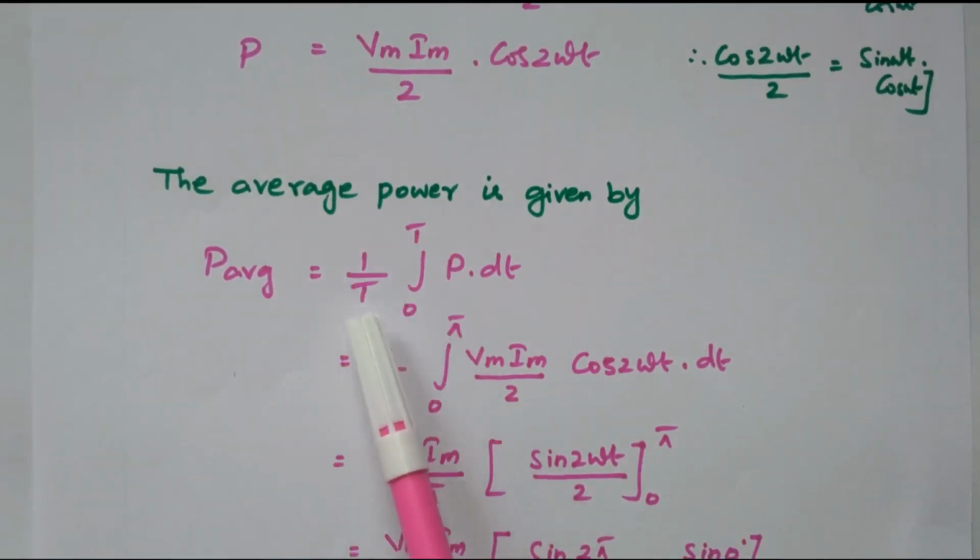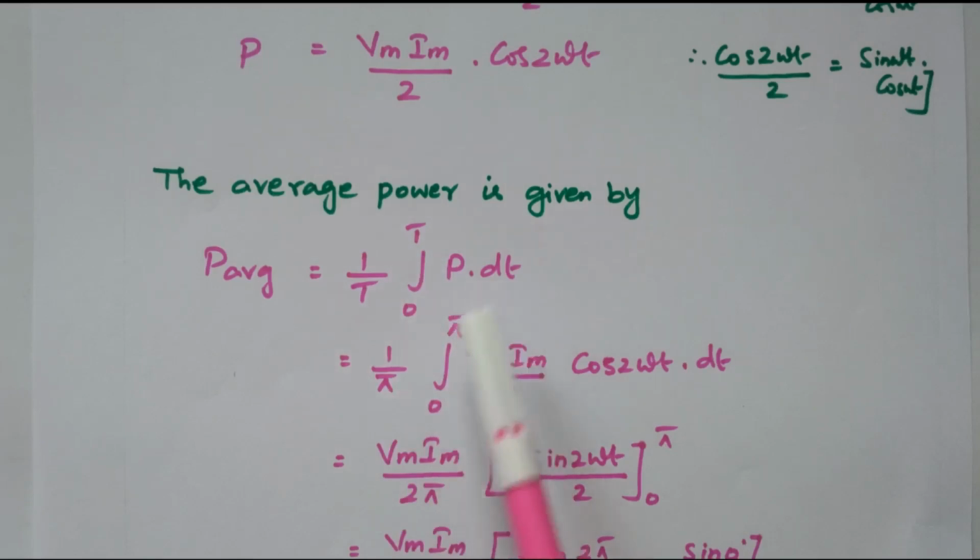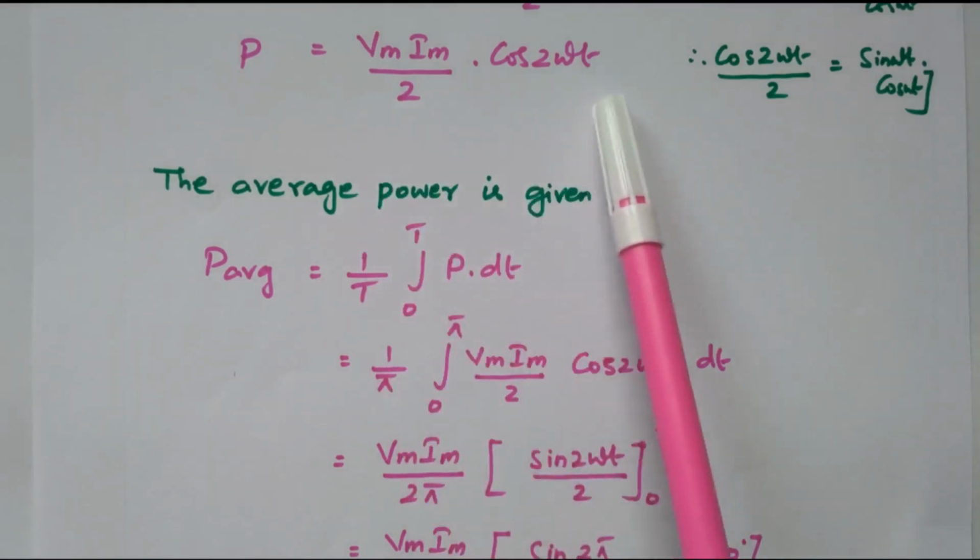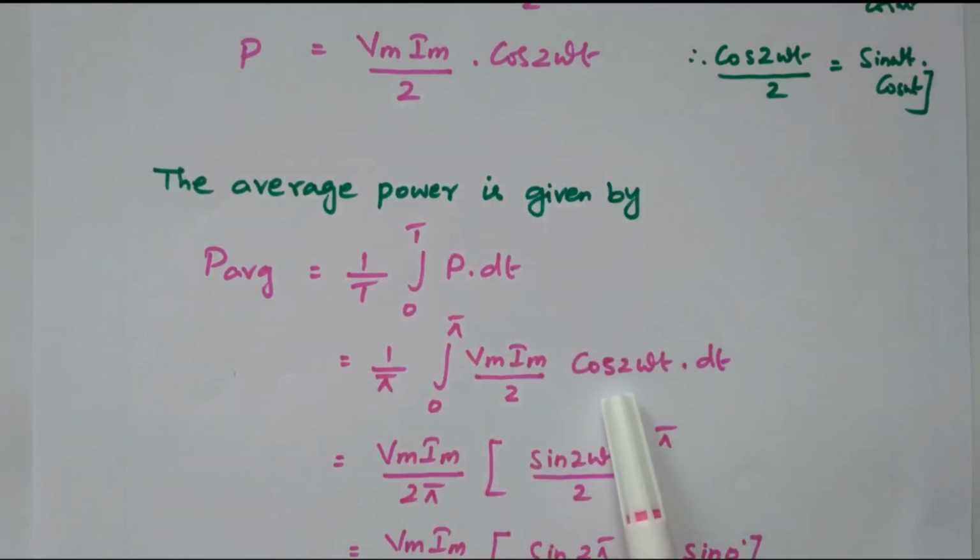1 divided by T, integral 0 to T, p into dt. What is the time period? Pi, half cycle. So 1 divided by pi, integral 0 to pi. Then the instantaneous power is available here: Vm Im by 2 cos 2 omega t into dt.